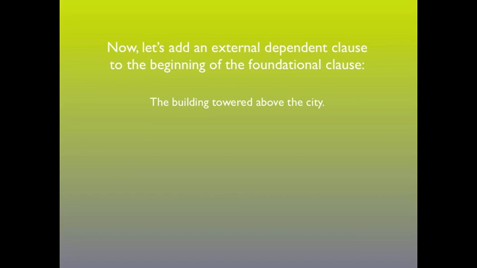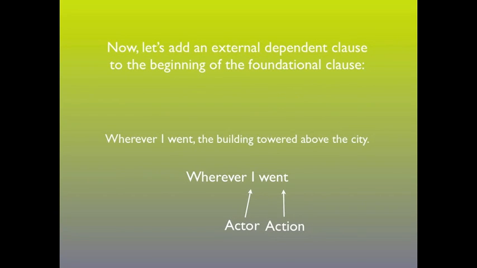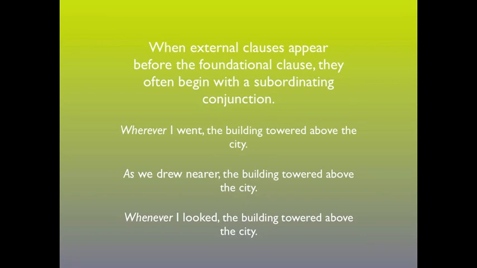Now let's add an external dependent clause to the beginning of the foundational clause. Wherever I went. Of course, this is a dependent clause because it has an actor and it has an action. Wherever I went, the building towered above the city. When external clauses appear before the foundational clause, they often begin with a subordinating conjunction. We already saw wherever I went, the building towered above the city. Another example, as we drew nearer, the building towered above the city. And the last example, whenever I looked, the building towered above the city. All three of these clauses begin with a subordinating conjunction.